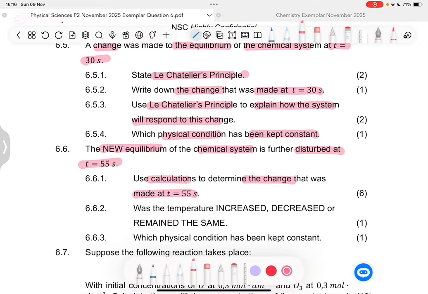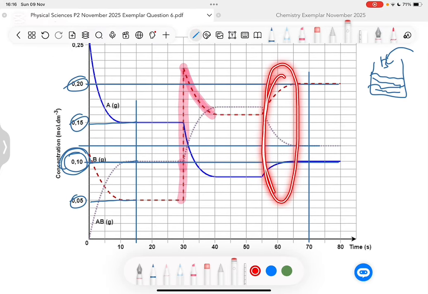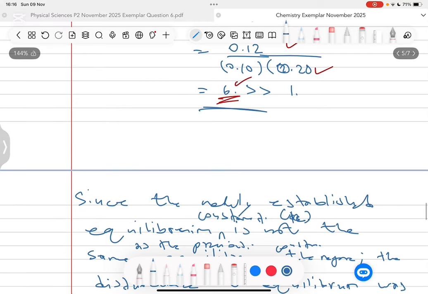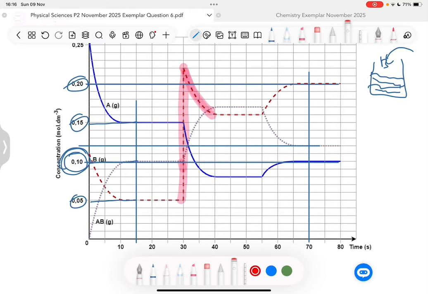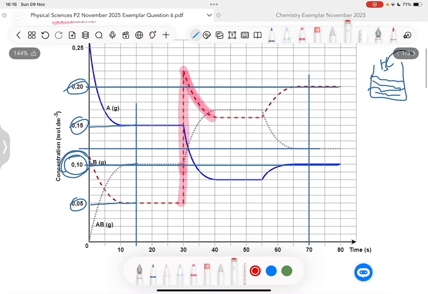Now, if we go to the next question, they say here, was the temperature increased, decreased, or remained the same? Now we said here that the equilibrium is disturbed by changing the temperature. But how did the temperature change? Did it increase, decrease, or remain the same? Obviously it didn't remain the same. We know from calculating the Kc value here that we changed the temperature, so it didn't remain the same. But the thing is, we have to determine if it was increased or decreased.